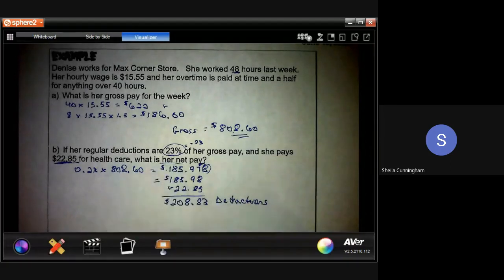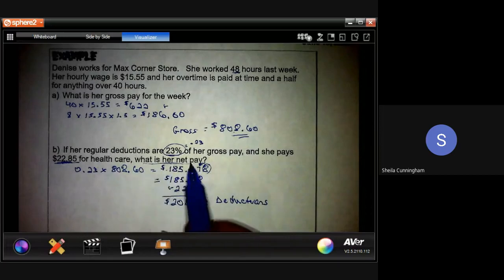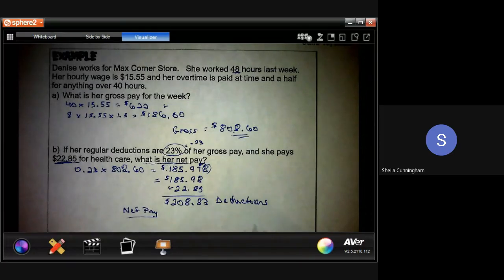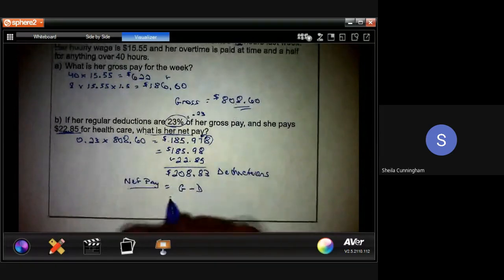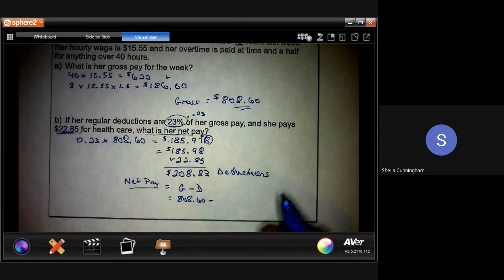We can't stop just there because we're asked to find her net pay. We needed to know what those deductions were so that we could go through the process of finding what her net pay is. And her net pay is simply her gross subtracting her deductions. So in this case, her gross is $808.60, and we're subtracting from it the $208.83.